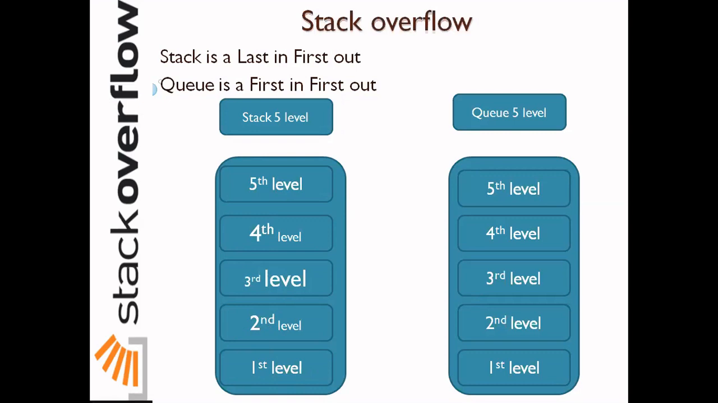But in queue, it is first in, first out. The first data stored I can take out first. But in the stack, only the last data I can take first. That is the difference between stack and queue. The last data only I can take first in stack memory. In queue, the first data I can take first.